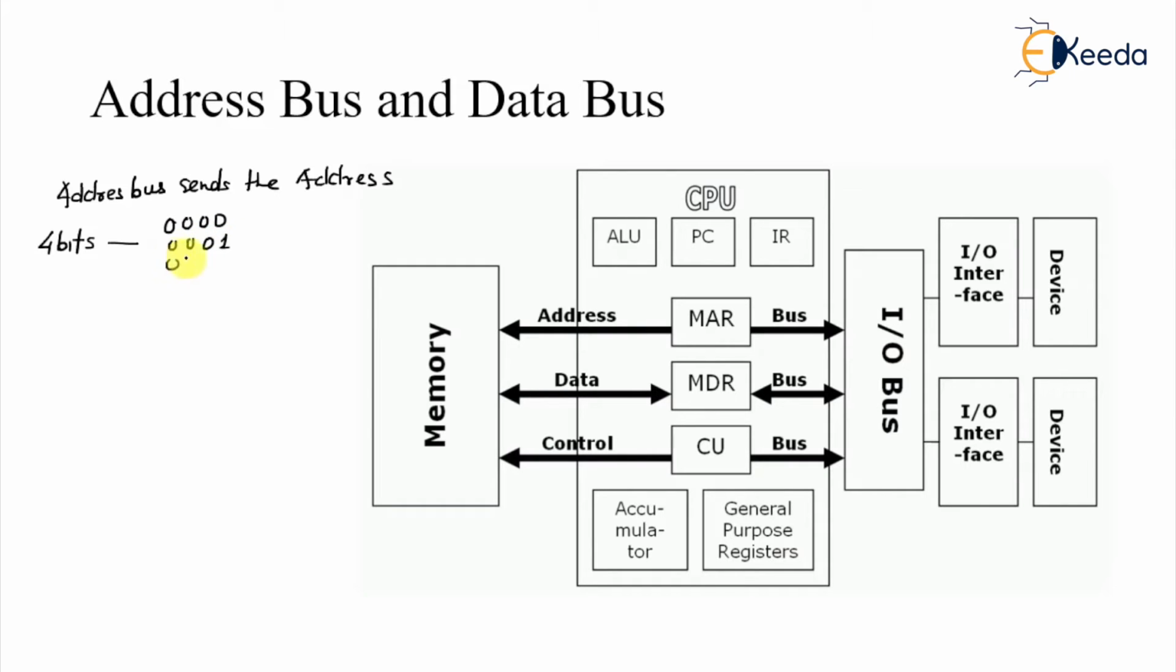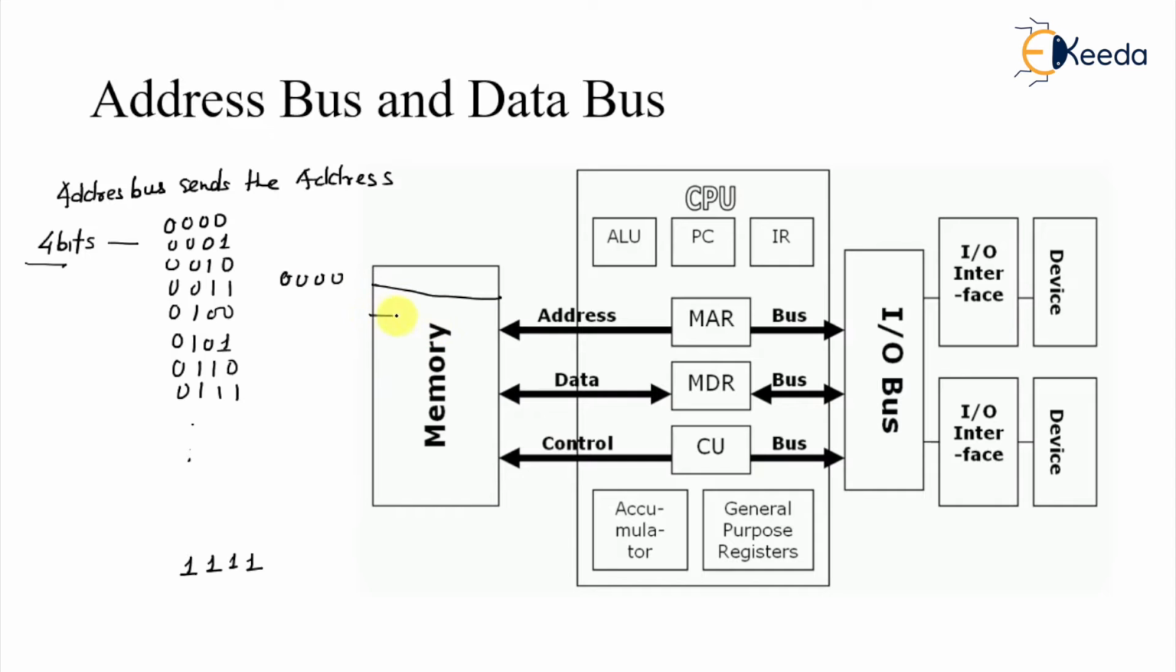Then this address bus can send the addresses 0000, 0001, 0010, 0011, 0100, up to 0110, 0111, and finally 1111. So this is the range of addresses that it can send if there is a 4-bit address bus. So for this memory, we are going to have the first location as 0000.